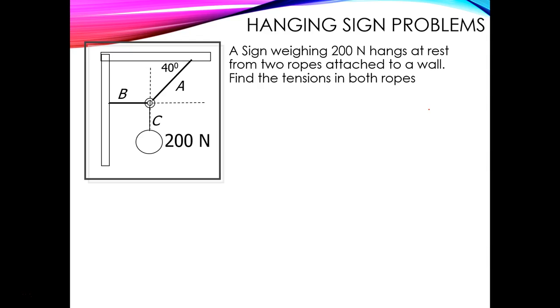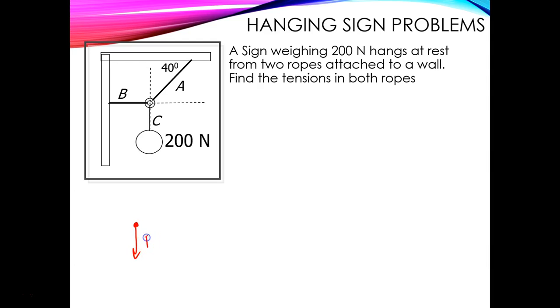The next problem I want to work out, and I'll do this kind of fast, and we're going to go over more tension problems. But we have a sign that weighs 200 newtons that is hanging at rest from these 2 ropes attached to the wall, and we want to find what the tension is in both of the ropes. So the first thing I'm going to do is draw that free body diagram.